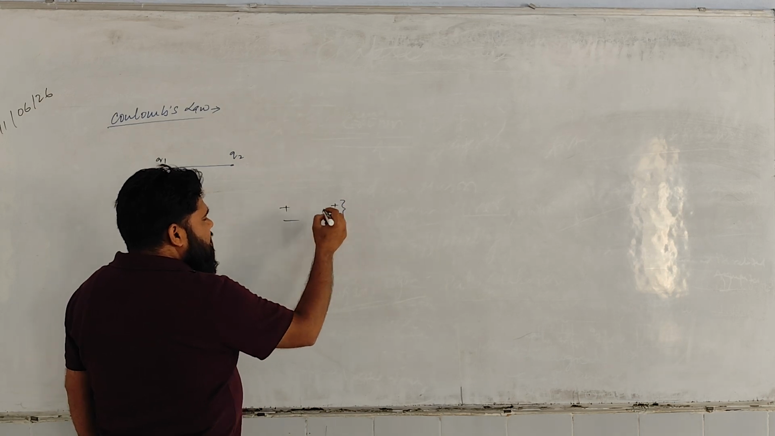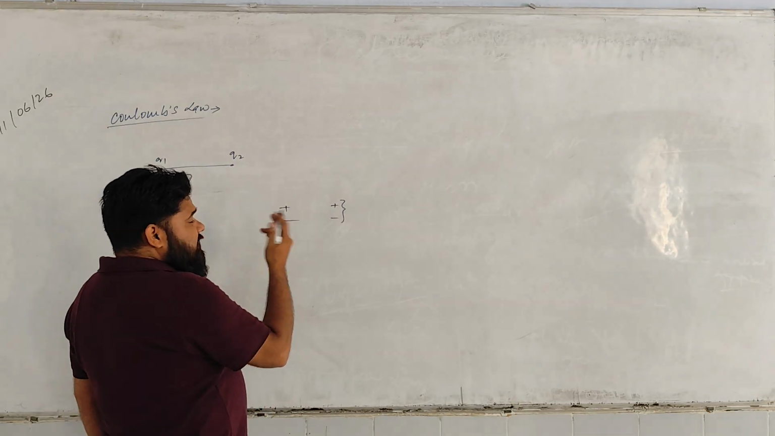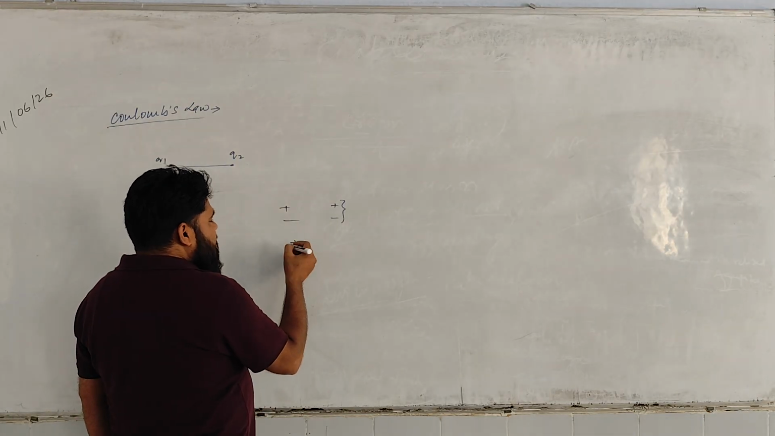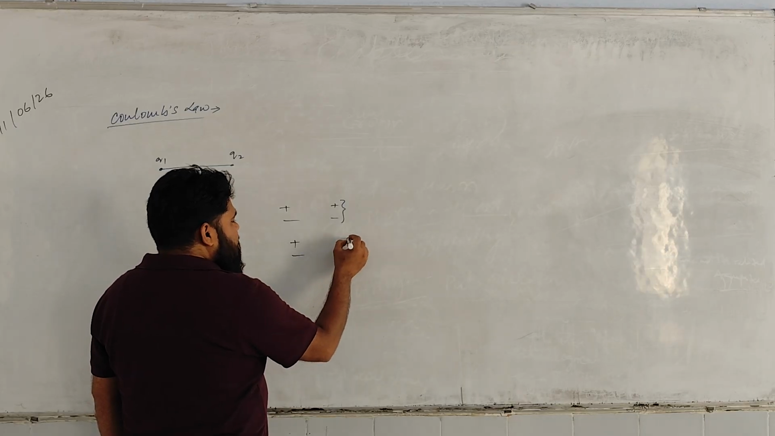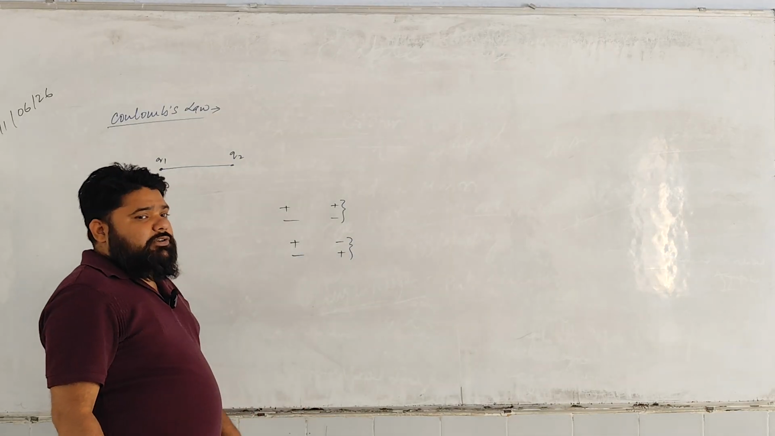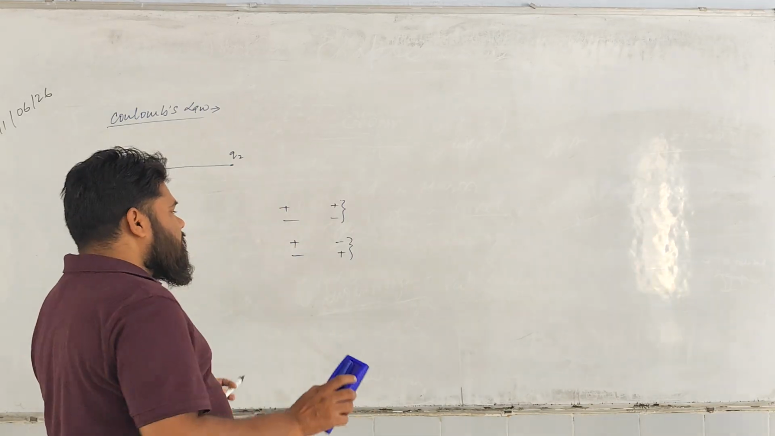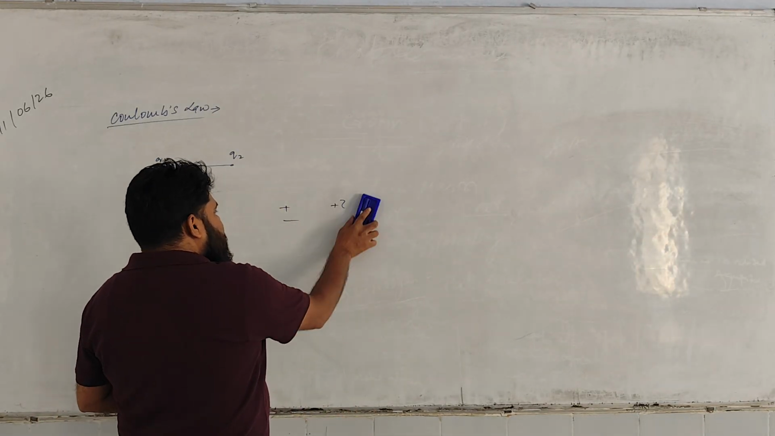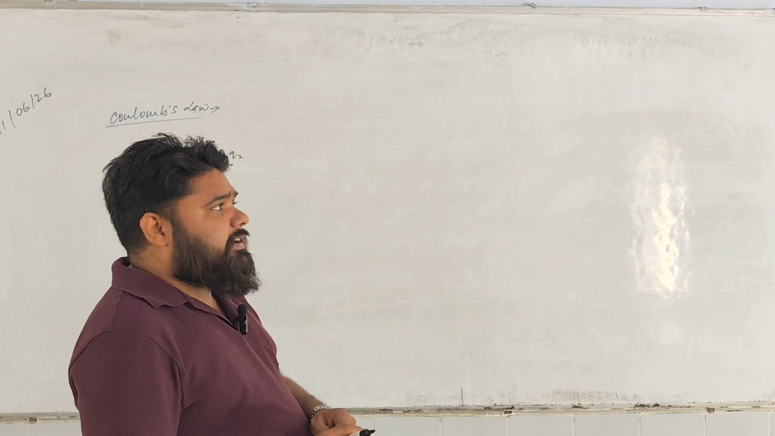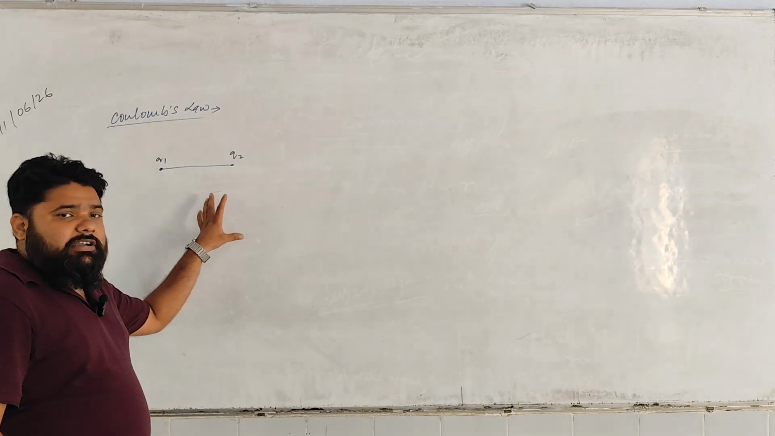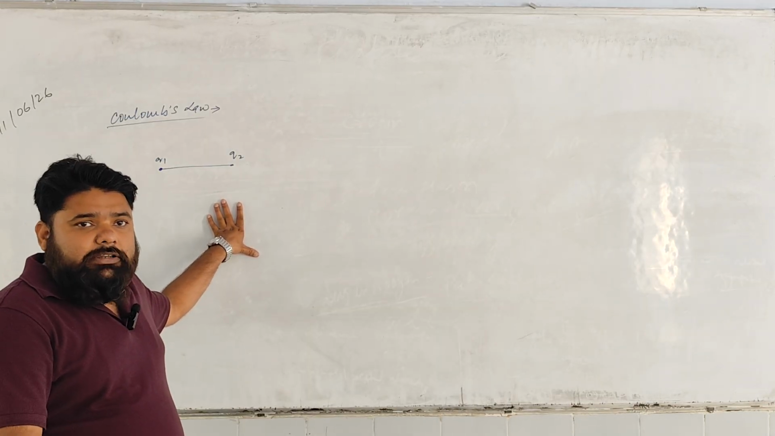In this case, these two charges will repel each other. And if these two charges have opposite polarity, that means one is positive and the other is negative, or the first is negative and the other is positive, in this case they will attract each other. So whatever the sign of these two charges, there is a force of interaction between them. According to Coulomb's law, the force of attraction or repulsion between two charges depends on two factors.